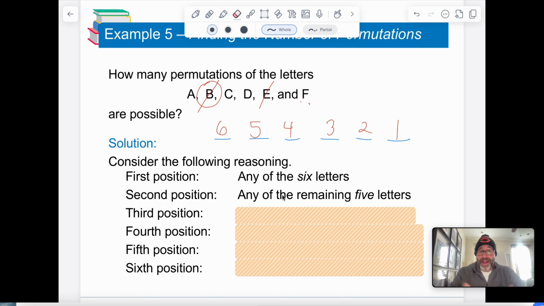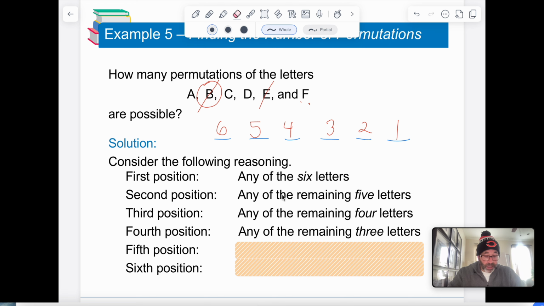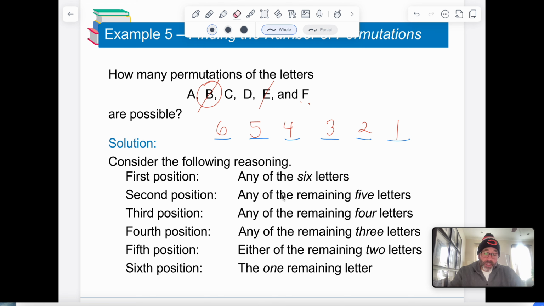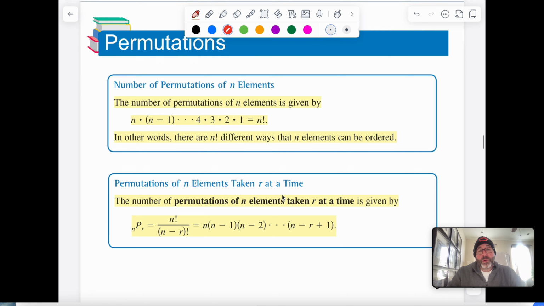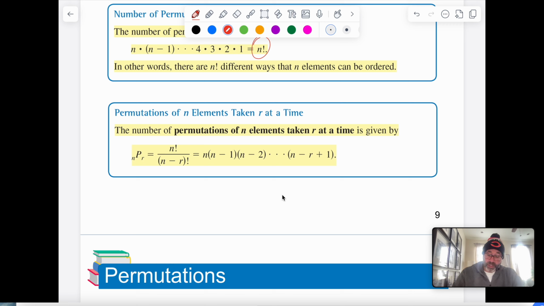In this case, any of the 6 letters could be in that first position. Once I've used it, any of the 5 remaining can go in the next position, then any of the 4, any of the 3, any of the 2, any of the 1. What we're looking at is a shorthand way of saying 6 factorial is 6 times 5 times 4 times 3 times 2 times 1. So when we're talking about permutations, we can simply say n factorial, which here is 6 factorial. In the extended form, we're choosing 6 here, but the formula is n factorial divided by n minus r factorial.